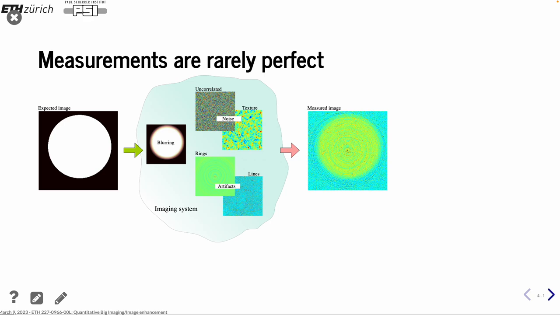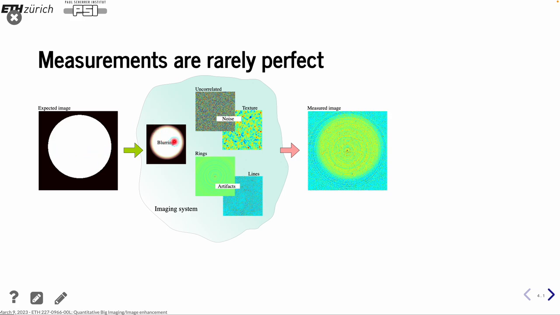So, as I said before, images that we measure are rarely perfect. There is at least some kind of distortion due to the imaging. So, if we make an image of a perfect disk, as perfect as you can get it, the imaging system is not able to actually capture that.